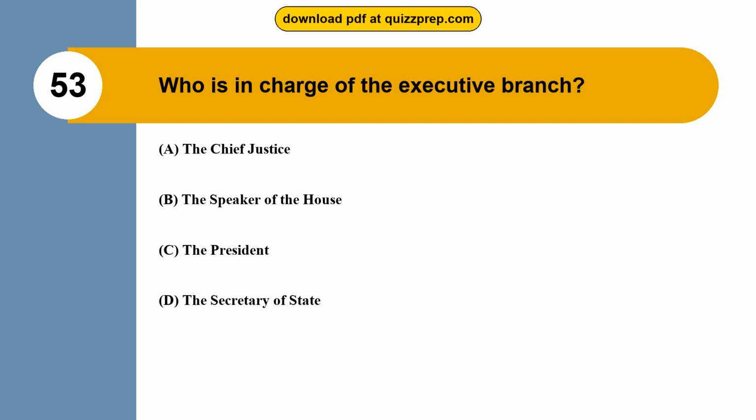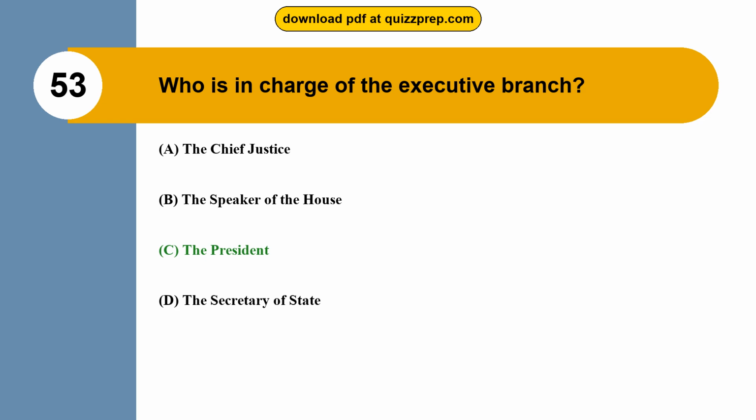Question 53. Who is in charge of the executive branch? Option A. The Chief Justice. Option B. The Speaker of the House. Option C. The President. Option D. The Secretary of State. The correct answer is option C.